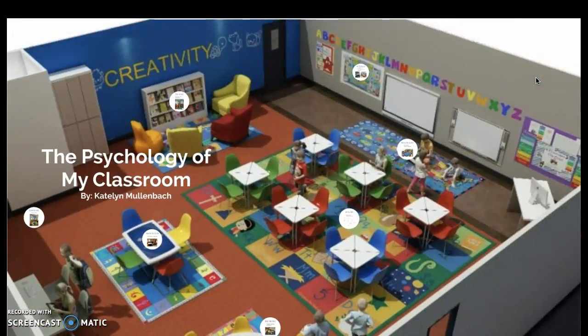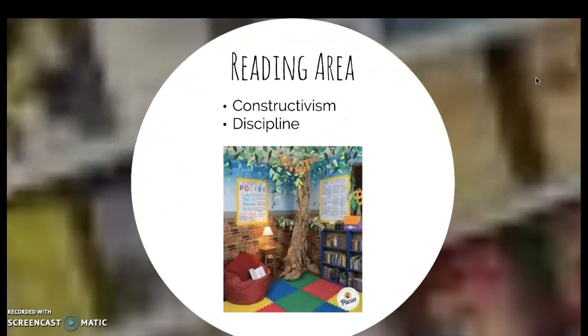Next, I'm going to have a reading area. This will be an area of the room where students can either pick out a book or sit comfortably and read. I also plan on having read-alouds in this area as well. This can relate to constructivism because they are learning through the book they are reading, and also discipline because they have to sit quietly to themselves and read.